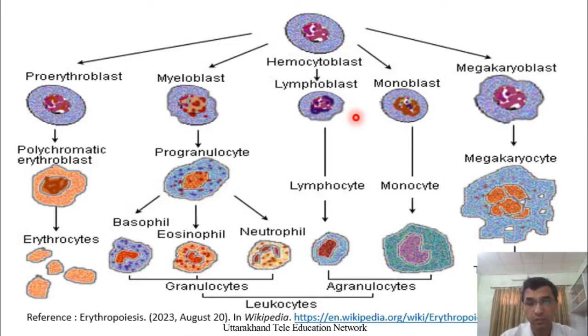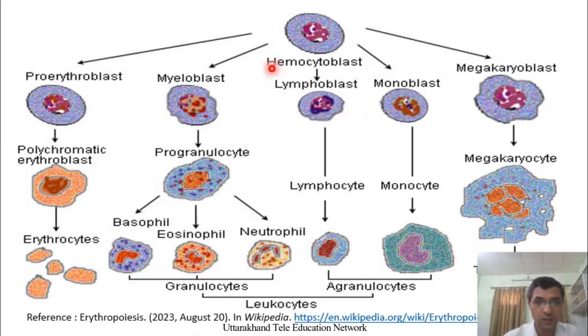But when these stem cells become progenitor cells, the basic difference between progenitor cells and stem cells is that the fate is determined in case of progenitor cells, but the fate is not determined in case of stem cells. That means the stem cells can differentiate into any types of cells. On the other hand, the progenitor cells can differentiate into their specific targets.